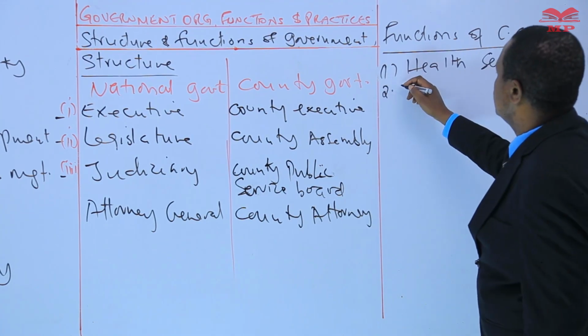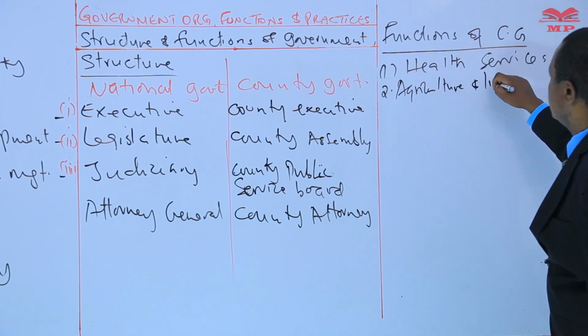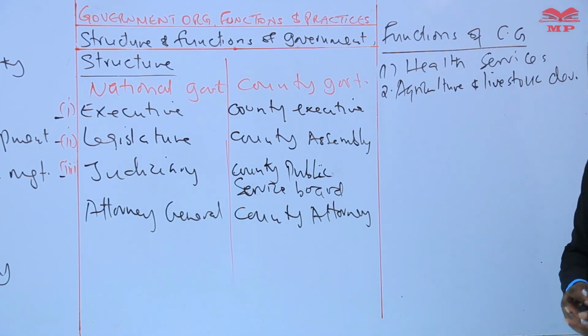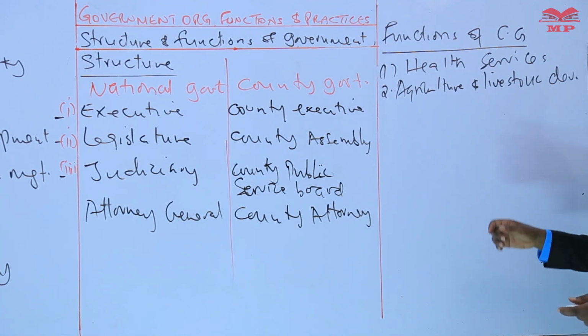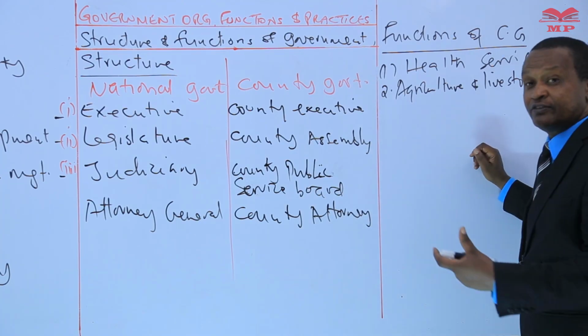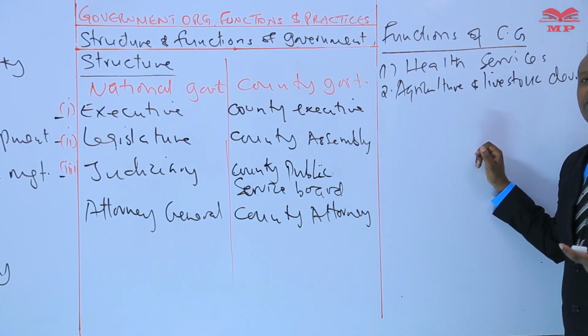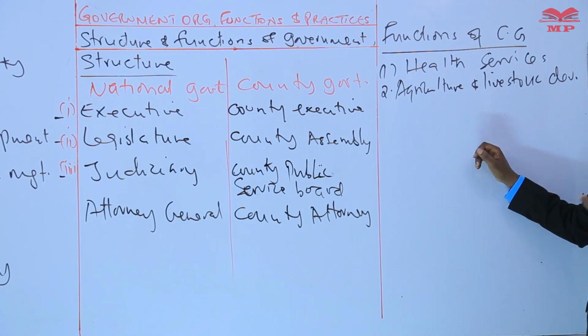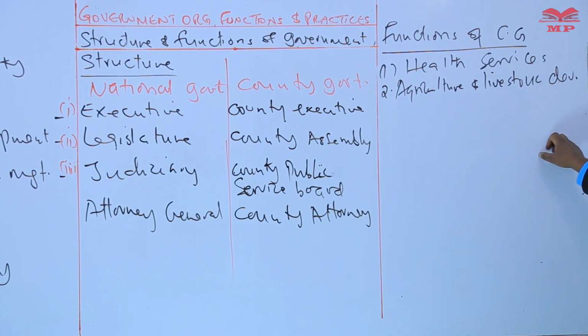Number 2, agriculture development. Agriculture and livestock development. The county government is responsible for the development and promotion of agricultural and livestock production, including the provision of extension services, market access, provision of value chain development, and so on. That is the function of the county government.